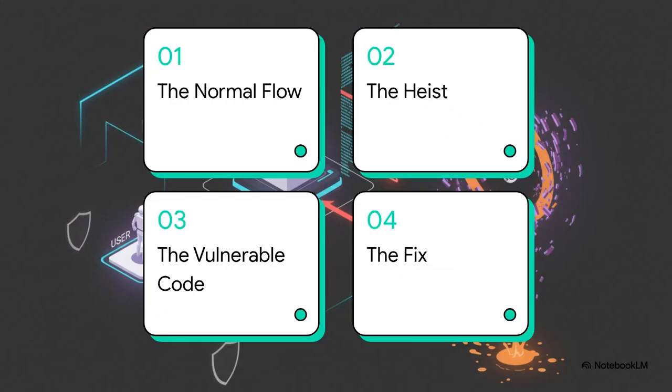Okay, so here's how we're going to break this down. First, we're going to look at the original blueprint, how things were supposed to work. Then, we'll reconstruct the heist itself, piece by piece. After that, we're going to zoom in on the weapon, the single line of code that made it all possible. And finally, we'll look at the security upgrades we use today to make sure this never happens again.